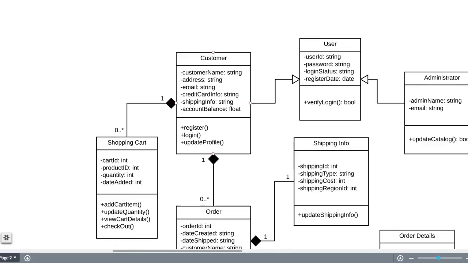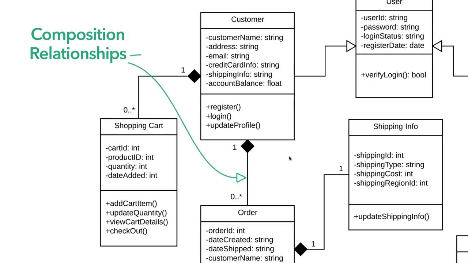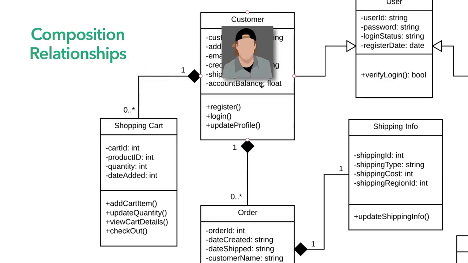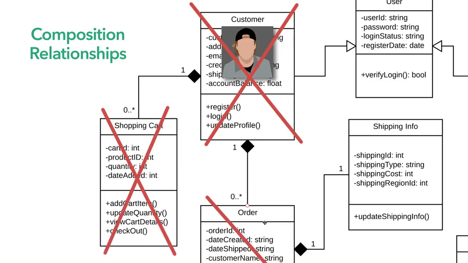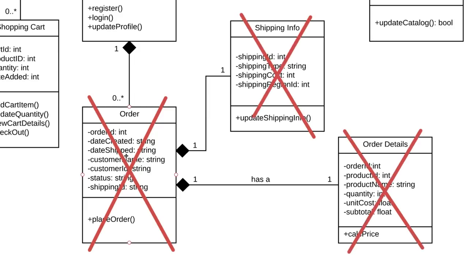Stemming from customer, there are several lines with the closed-in diamond. So if you recall, these are composition relationships, which means that the parts cannot exist without the whole. If an instance of the customer class, if that customer's account was destroyed, his shopping cart would be destroyed and his orders would be lost. They can't exist outside of the customer. The same applies for shipping info and order details. If there's no order, there's not going to be any order details or shipping info.